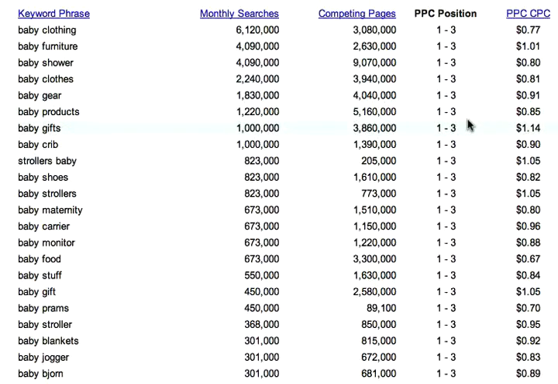Now, what we're trying to do with Discover Niches is one of two things. We can either just discover a niche that we want to play in, like for example baby clothing, right? Because it gets a ton of searches. But that's probably not the keyword that we're going to go after because there's too many competing pages, and it would probably be unreasonable to think that we could compete for just baby clothing. But it is a niche that we have found right here.